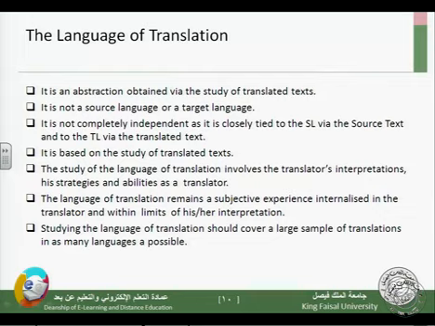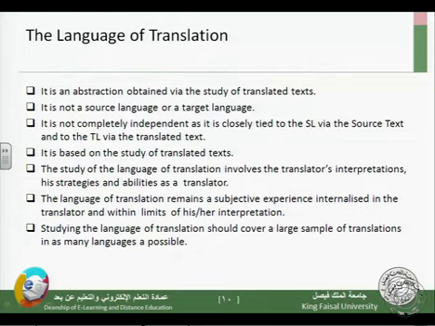It is closely tied to the source language via the source text and to the target language via the translated text. In other words, it has some features and characteristics of the source language and some features and characteristics of the target language. It is tied to it. It is not an independent language. It is based on the study of translated text.